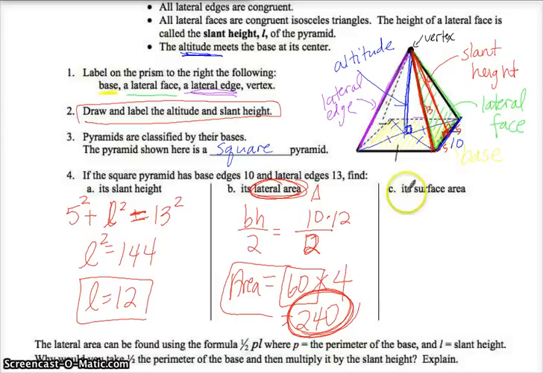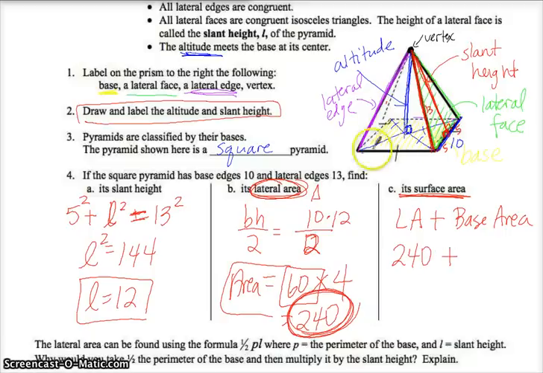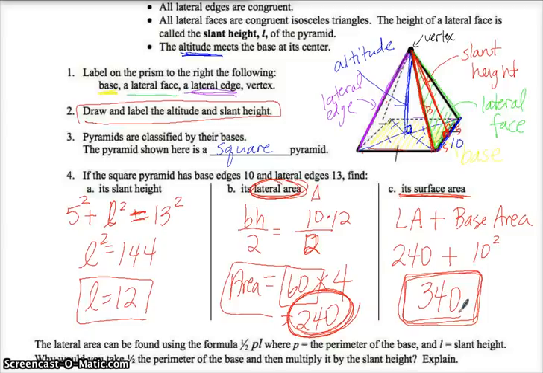And then finally, what's the total surface area? Well, the total surface area is adding that lateral area plus the base area, right? So the lateral area we said is 240, and then the base area, well, this is a square, so it's just 10 times 10, or 10 squared, that's 100, and 100 plus 240 is 340. So I get that the total surface area is 340 units squared.